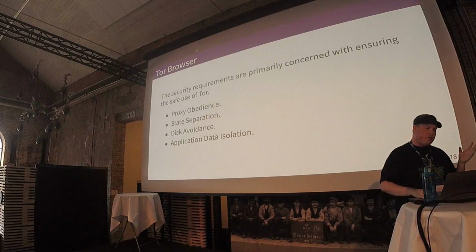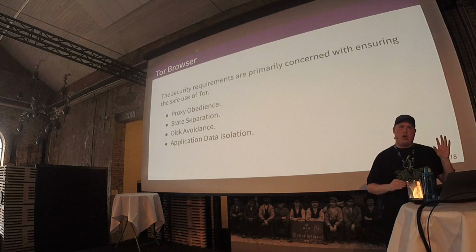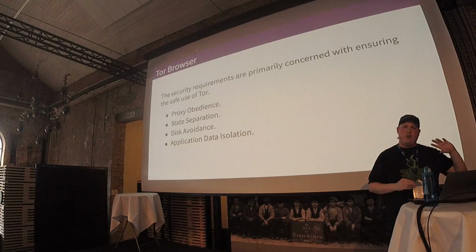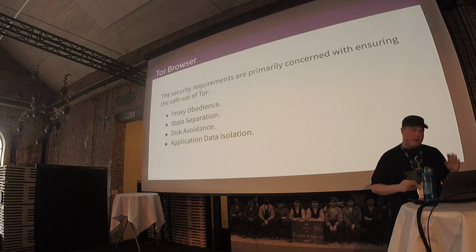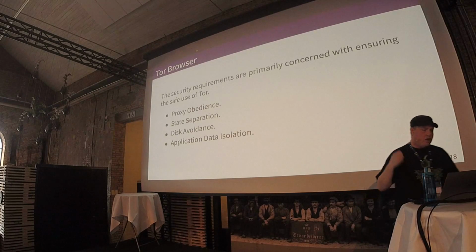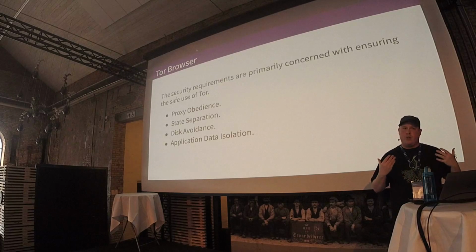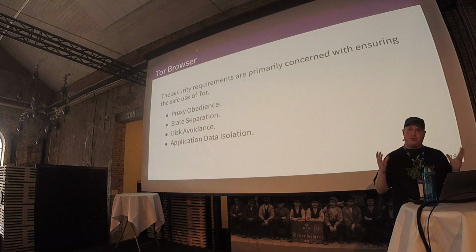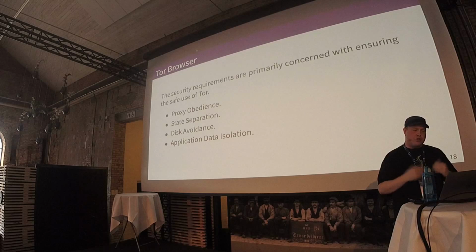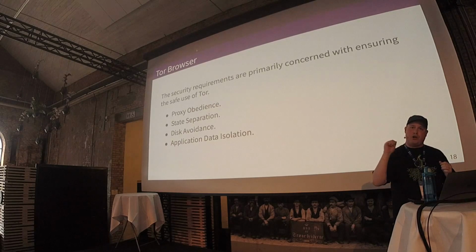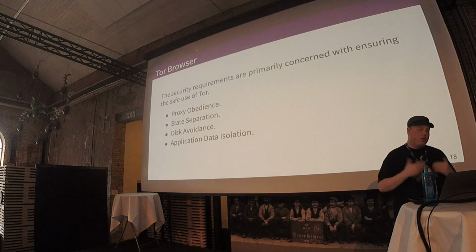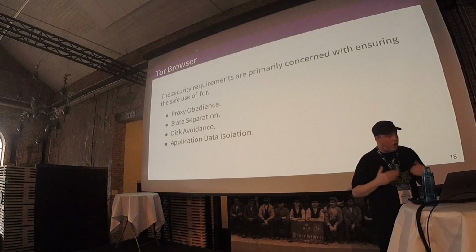The most important thing we look at is proxy obedience. Proxy obedience means that if we ever have any place in the browser where it's able to connect to the internet without using the proxy, then we have a proxy leak, which is a catastrophe in the threat model, because that potentially allows a website to send a signal that would reveal the user's actual IP address.